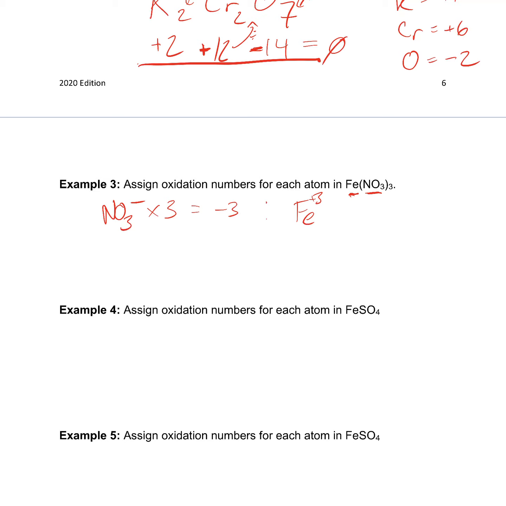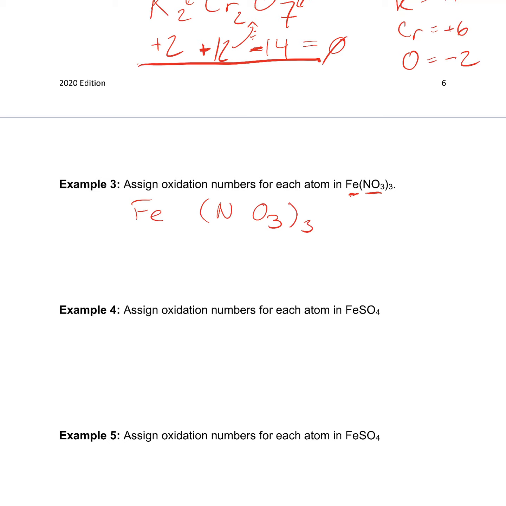So that's one way to go about it. You can also play around with what we just did. So let's do that again, but let's do it with the method we just wrote out. So I'm going to write out my iron, I'm going to put a bracket, nitrogen, O, 3, 3. So now I just have to keep track of the bracket as I do things.